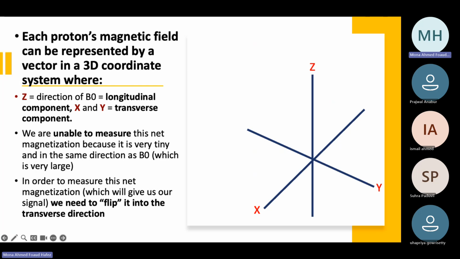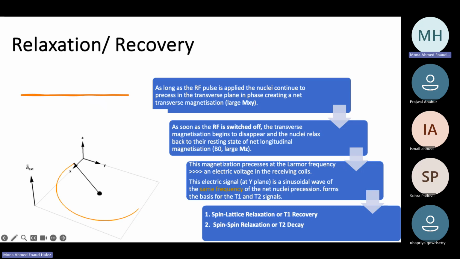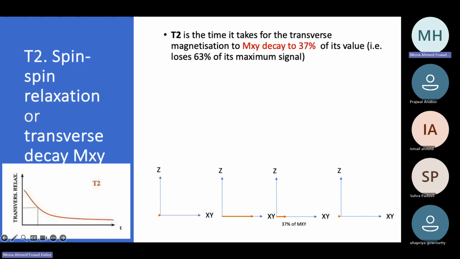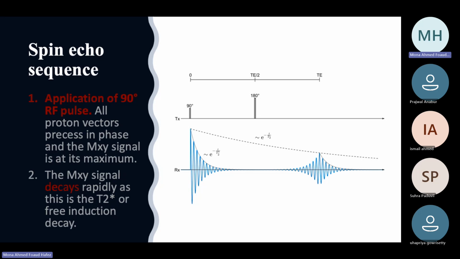When we make a main magnetic field in the MZ direction, there is also MXY, in which we revert the magnetic field to the XY direction for its measurement. When we apply a radio frequency pulse, the magnetization passes from MZ to MXY, and then relaxation recovery occurs. T1 relaxation, or longitudinal relaxation, aims to measure MZ when it has recovered to 63%, and T2 will recover to 37%.